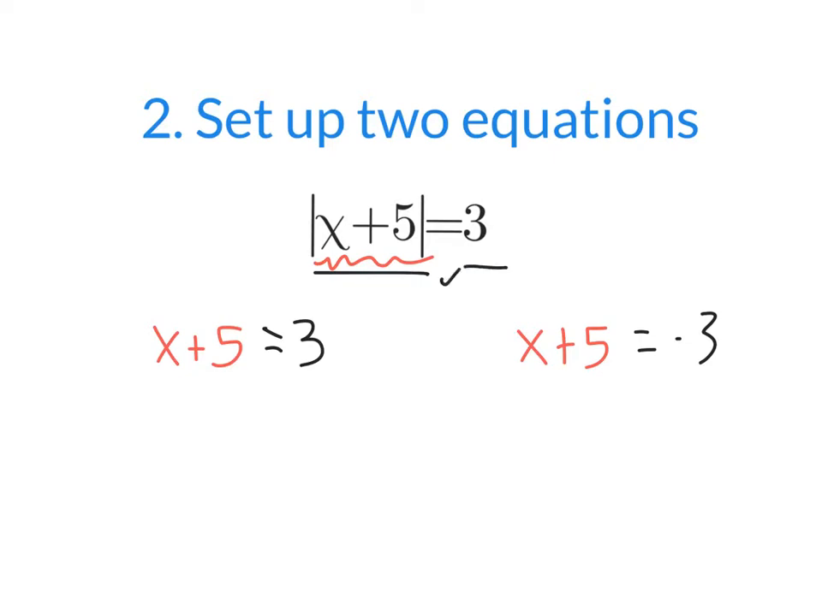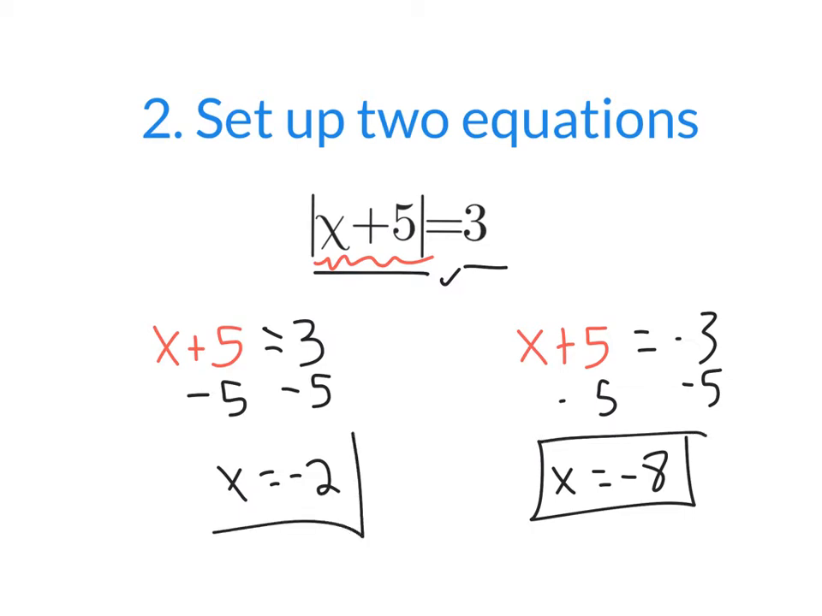So I'm just going to go ahead and solve these now real quickly. I'll subtract 5 to get x equals negative 2. Subtract 5 again, I get x equals negative 8. Most of the time with absolute values, we're going to have two answers.